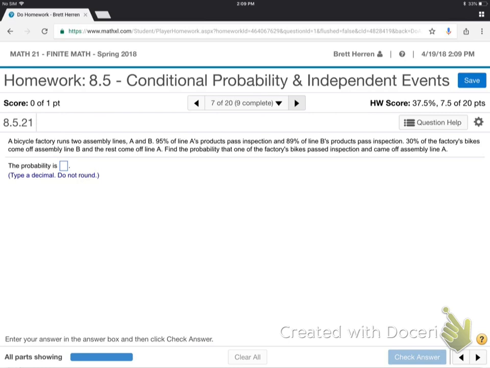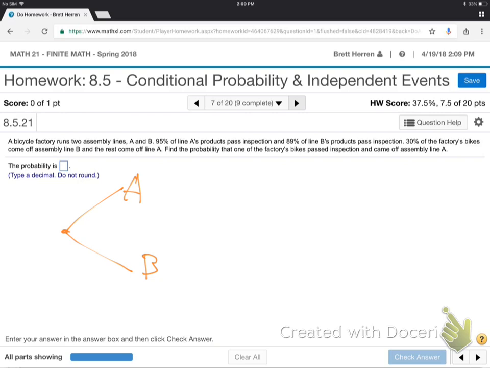Why? Well, because there's branching happening, right? Think about this factory. We're talking about whether they're cranking out bikes, and any bike can come off assembly line A, or it can come off assembly line B. If I just go grab a bike at random, did it come off assembly line A or B? That's the first question.